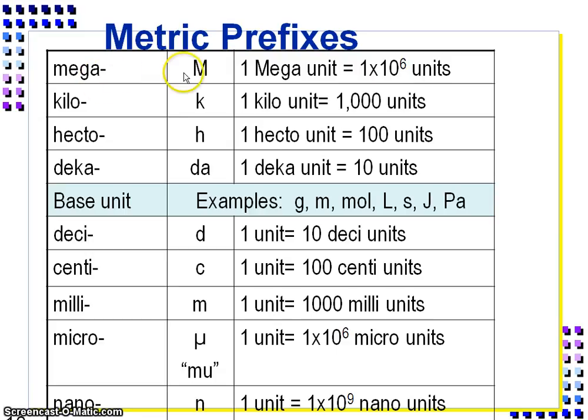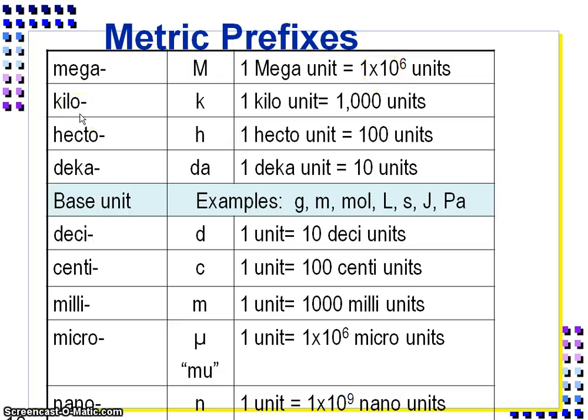So mega is a capital M, and mega means million. If you remember your scientific notation, 1 times 10 to the 6th would be a million. So I'm going to say that grams was my base unit, so I could talk about 1 megagram being equal to 1 million grams. Remember that this is a big unit, this is a small unit. The 1 is always going to go with the big unit. So 1 megagram would be equal to 1 million grams.